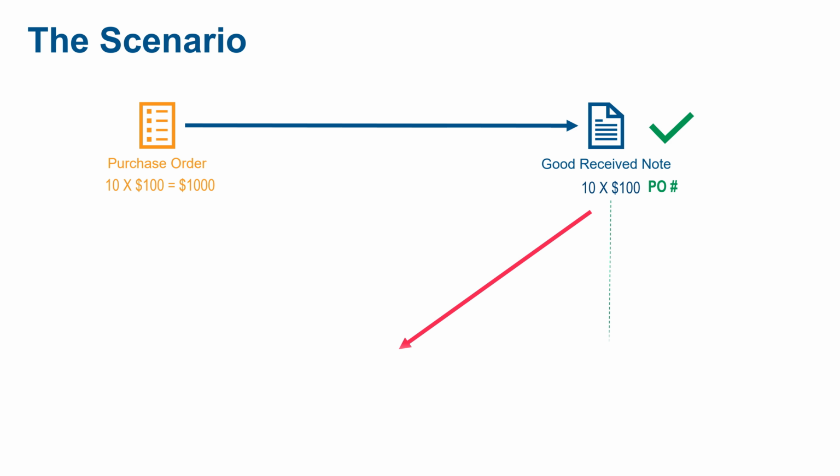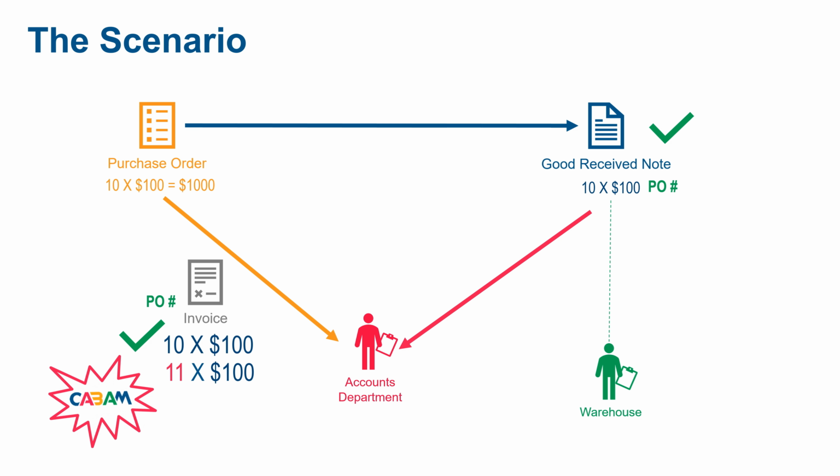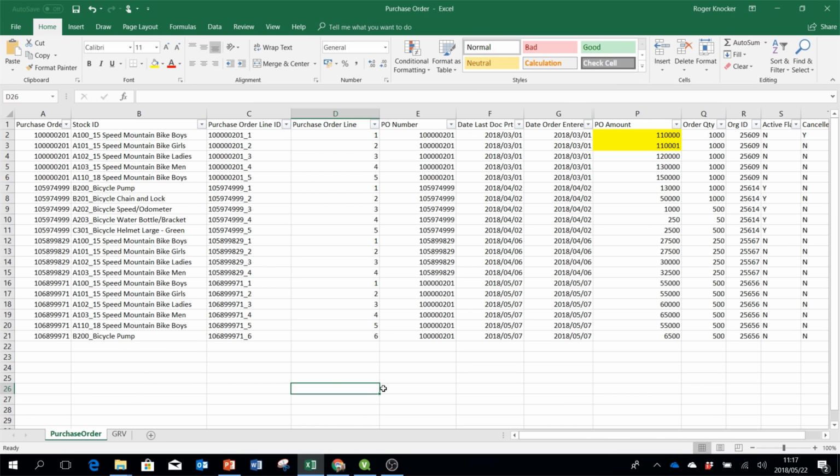And then it goes through to the accounts department. If the accounts department gets an invoice, and on the invoice it's got 10 items at $100, well, that's a tick. However, in some cases you might get an invoice coming through with 11 items at $100. Well, CABAM will flag that for you. Or if you get 10 items at $95, CABAM will flag that as an issue. So let's have a look at this in a little bit more detail.